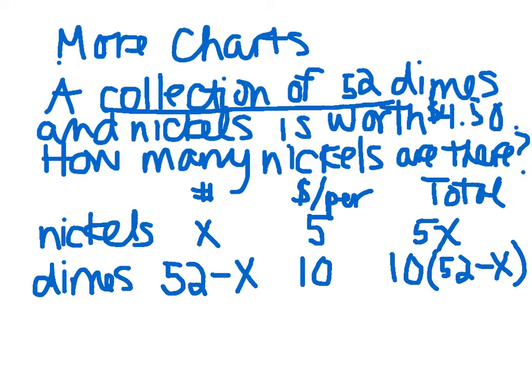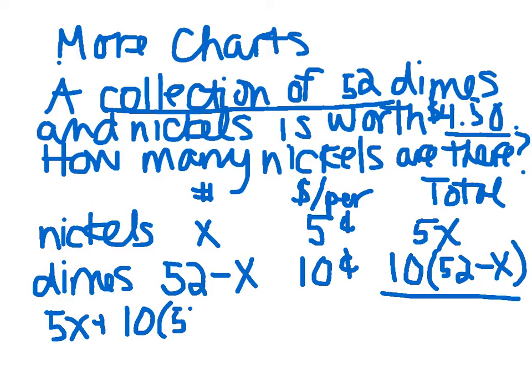The other fact in the problem is that the collection is worth $4.50. Notice here, we're talking about 5 cents and 10 cents. So when I add this together to get my equation, 5x plus 10 times 52 minus x, I need to call it 450, not 4.50. 4.50 would be in terms of dollars. So since I'm calling this in cents, I need to also think of this in cents.